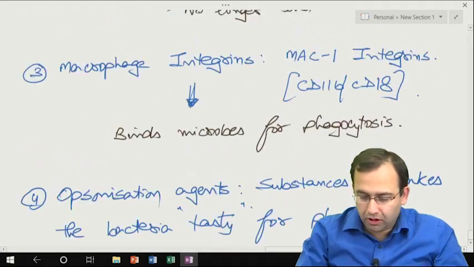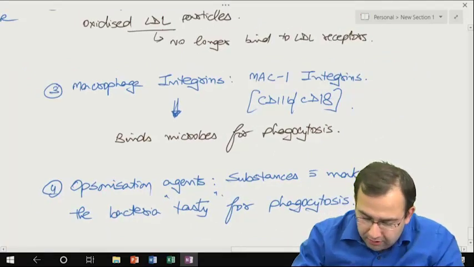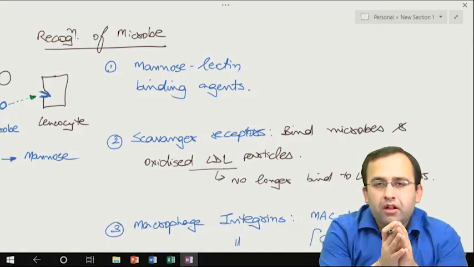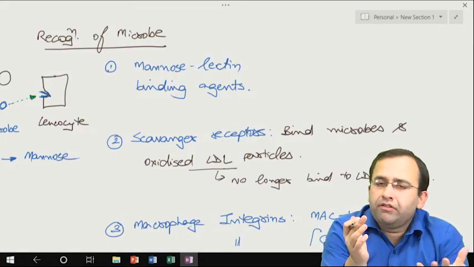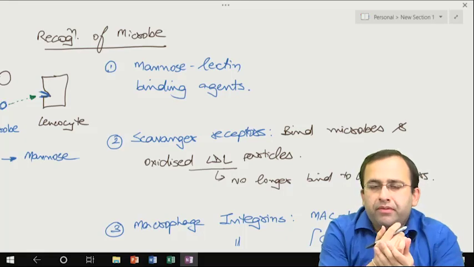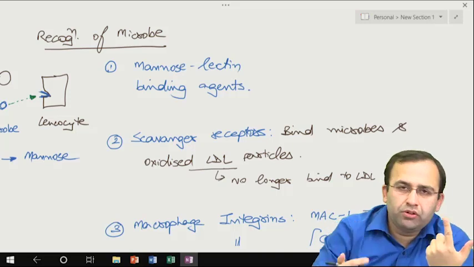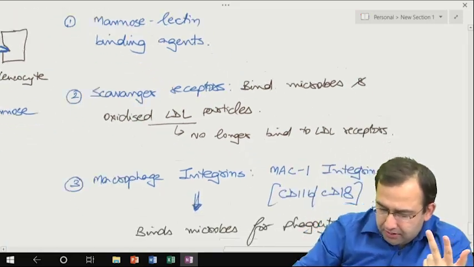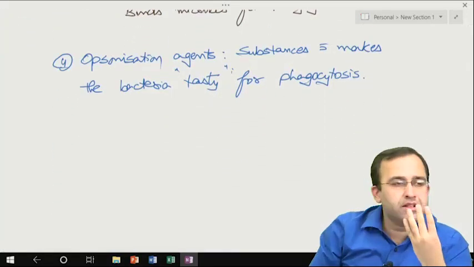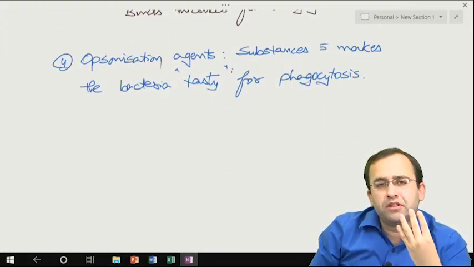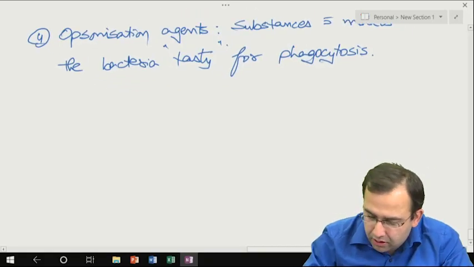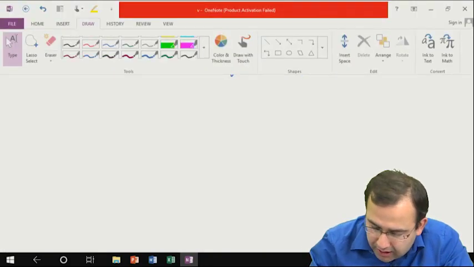Before we go to the opsonization agents, let us have a quick recap of what we have done in recognition of the microbe. Leukocytes have reached the site of inflammation. After reaching there, the leukocyte has to recognize the microbe. There are four main receptors: mannose-lectin binding agents, scavenger receptors, macrophage integrins, and opsonization agents. Opsonization agents are the substances which make the bacteria tasty for phagocytosis. So this list of opsonization agents again is important.